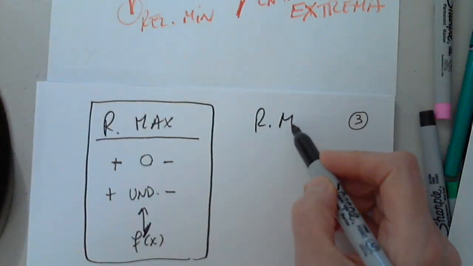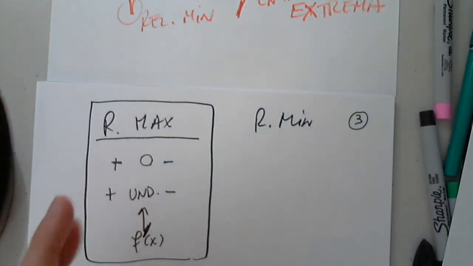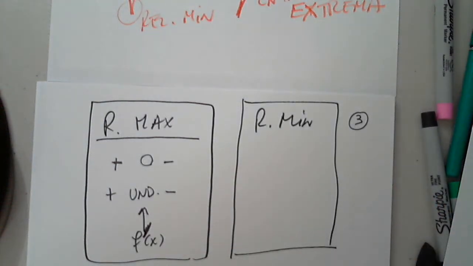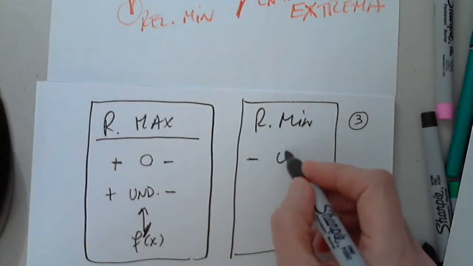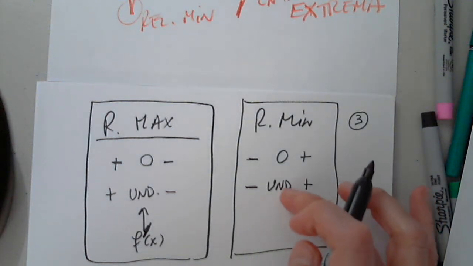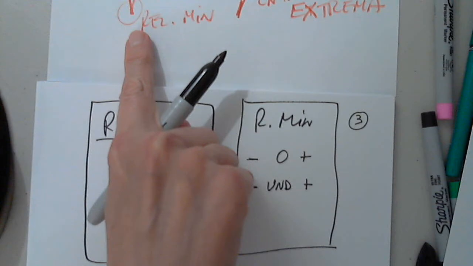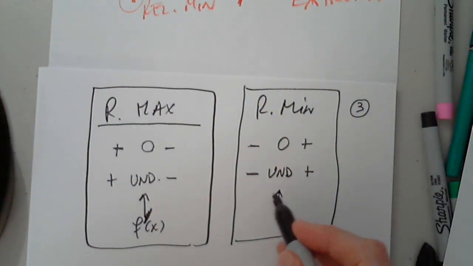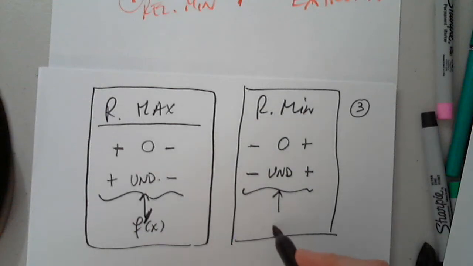What about the relative min? Exactly the reverse. Everything the same, but reverse the order. So, negative, zero, positive, or negative, undefined, positive. But of course, the point has to exist. If the point does not exist, then... So everything here is for f prime.